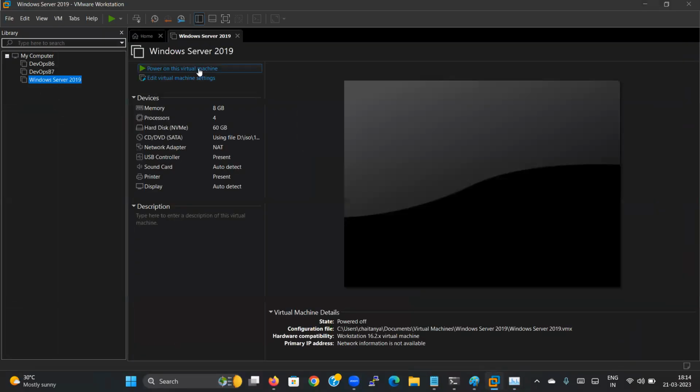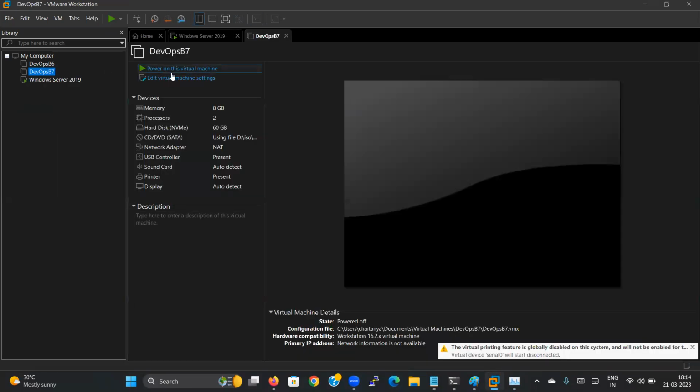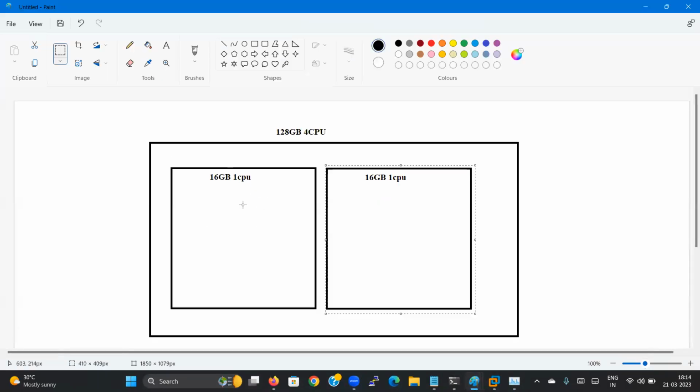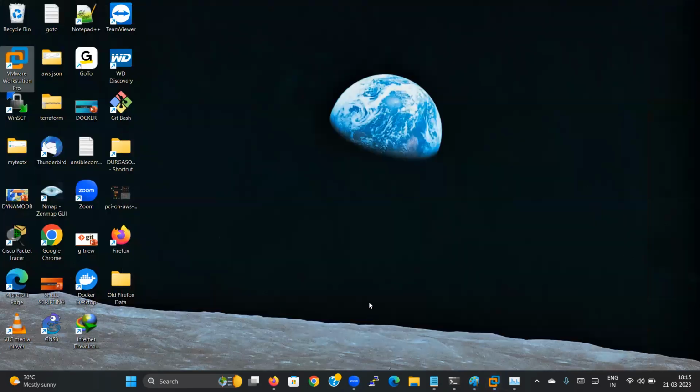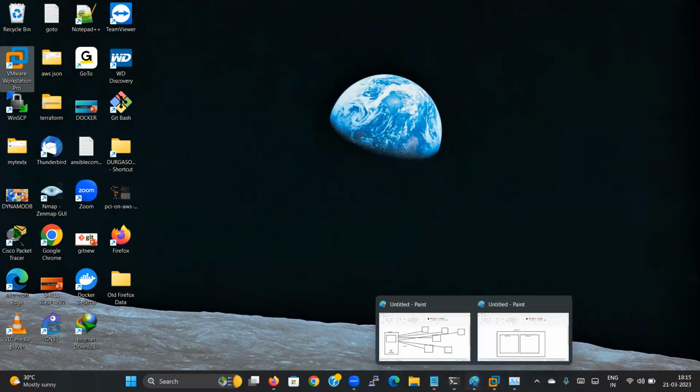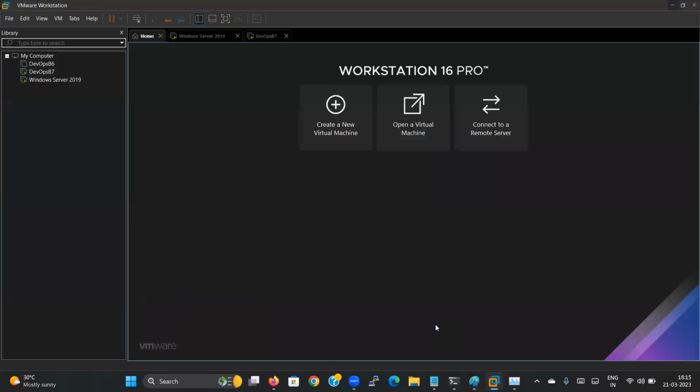This is my Windows Server 2019, and I also have a Windows 10 machine. This is my Windows 10 machine. Now, what is happening inside my physical computer is that I have started 2 different operating systems. One is the Windows Server operating system, and the other is a client machine of Windows 10. The base operating system I am using is Windows 11, but on this operating system I can run my Windows machines. I can install a Linux machine depending upon the usage.